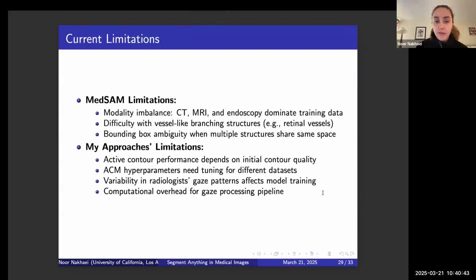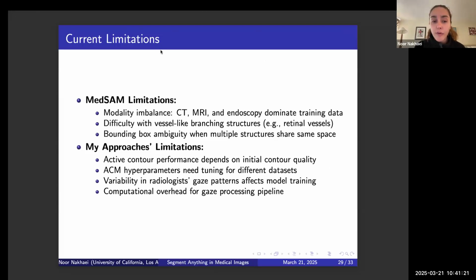The current limitation, I've talked about it already. There's a modality imbalance for MetSAM. In general, we have more images of CT, MRI, and endoscopy. We have difficulty with vessel-like branching structures, like retinal vessels, and there is bounding box ambiguity when multiple structures share the same space. My approach's limitation is, one, the active control performance depends highly on initial control quality. Yes, I will finish quickly.